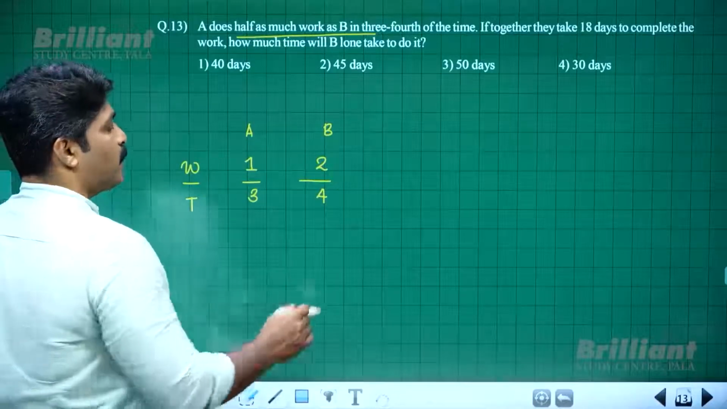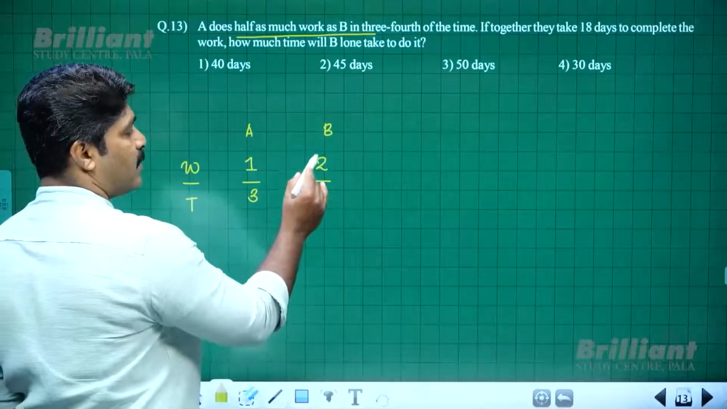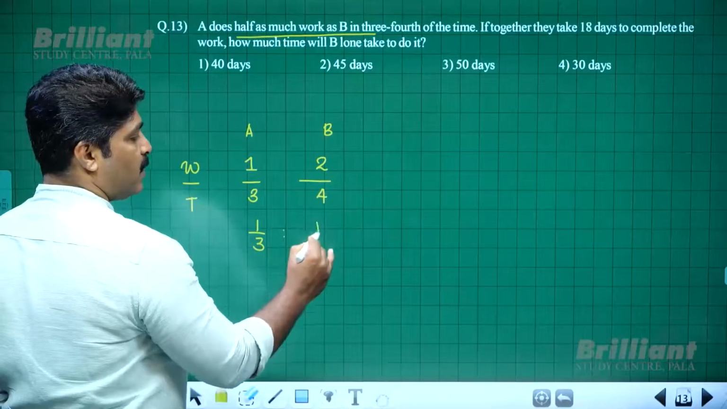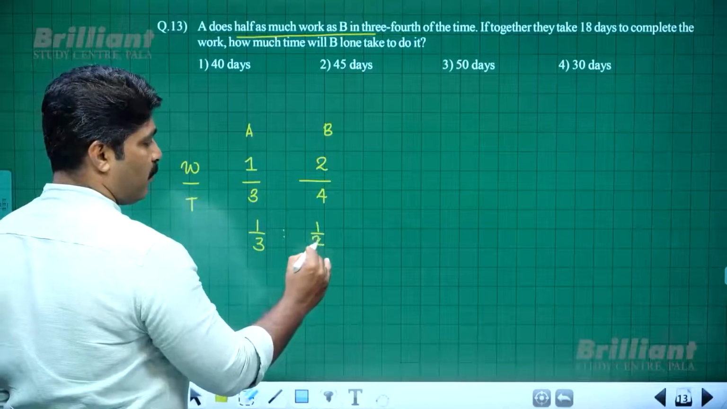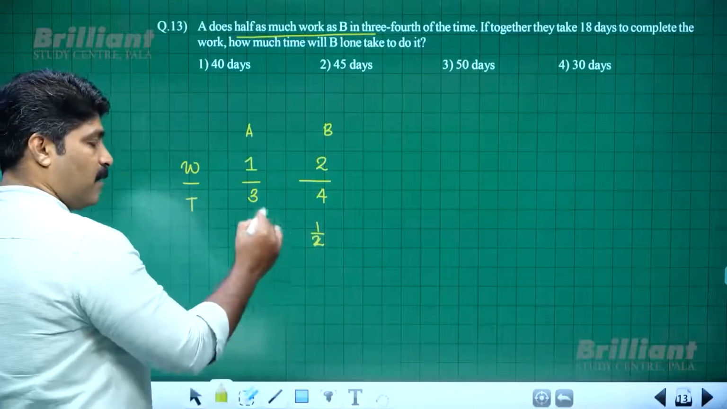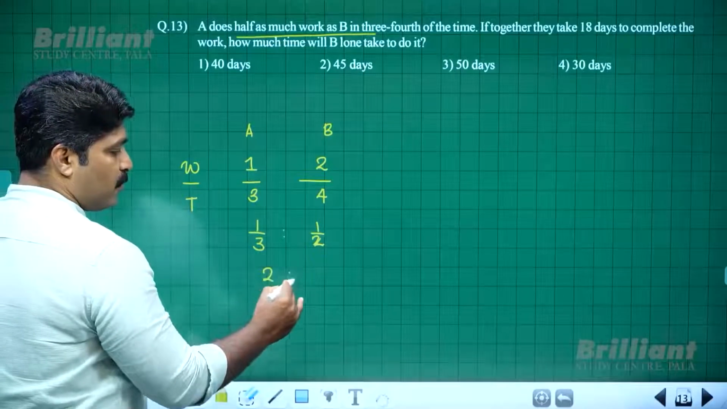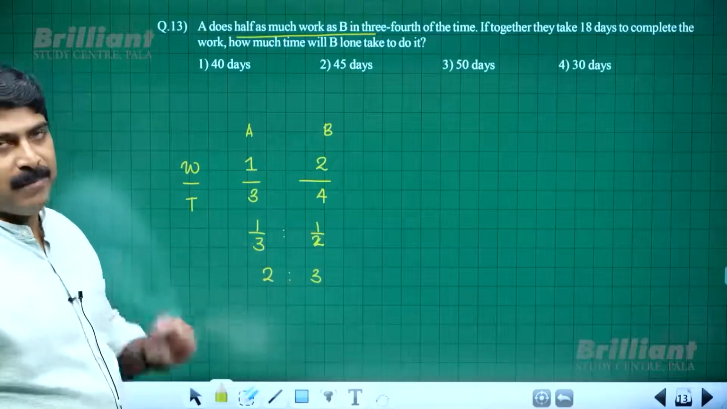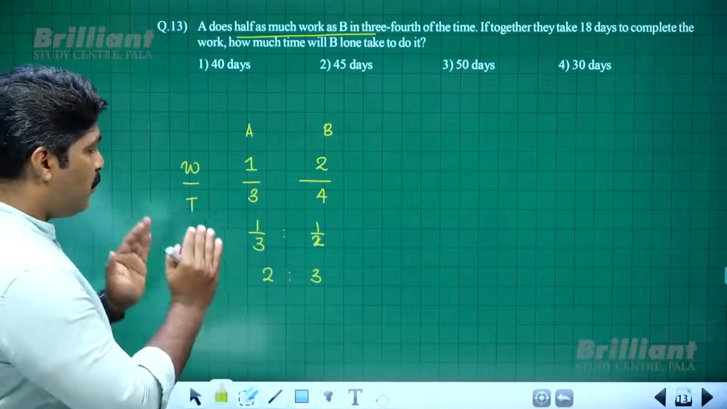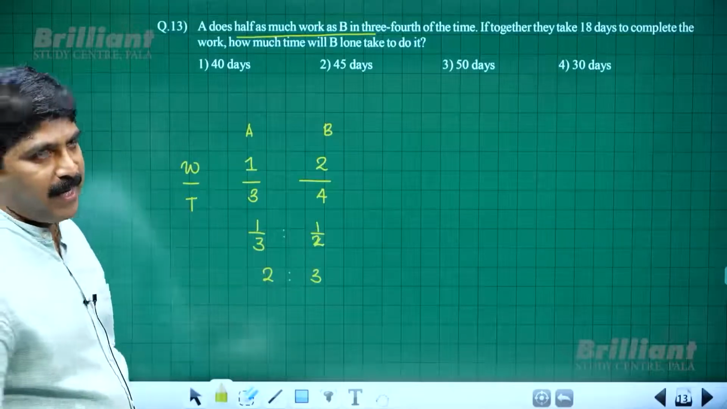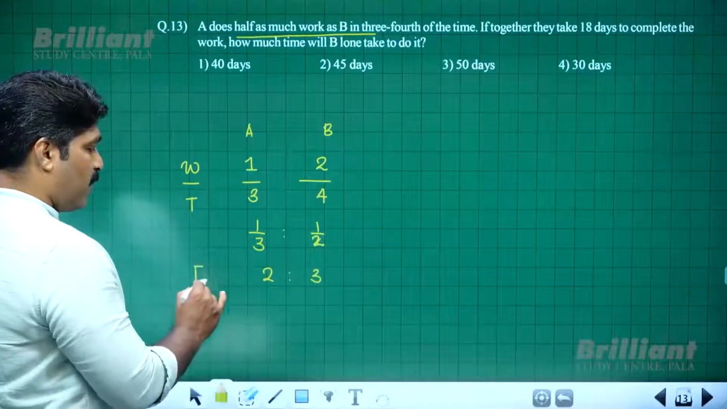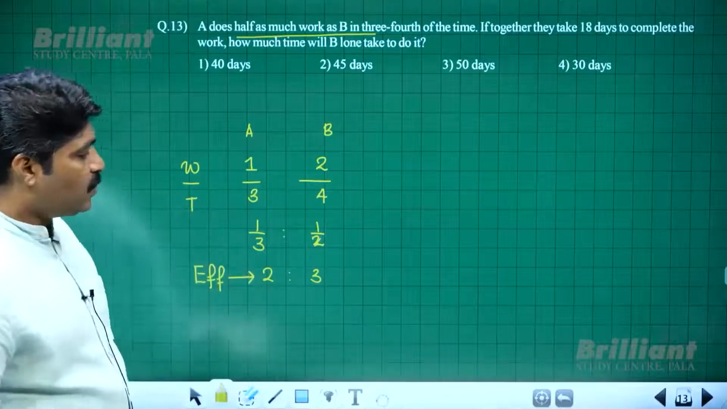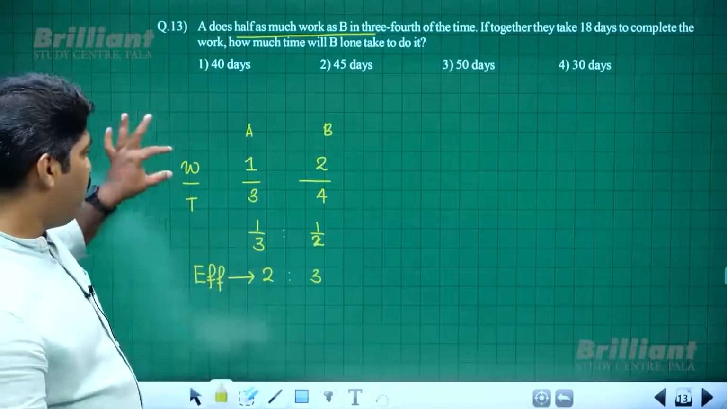By using this trick, we will get 1 by 3 is to 1 by 4. Sorry, 1 by 2 is to 1 by 4. Or we just make a cross multiplication here. This is equal to 2 is to 3. So don't forget, this is the ratio of efficiencies of A and B. Here their efficiencies, A and B, are 2 is to 3. It's a very important understanding, work by time.